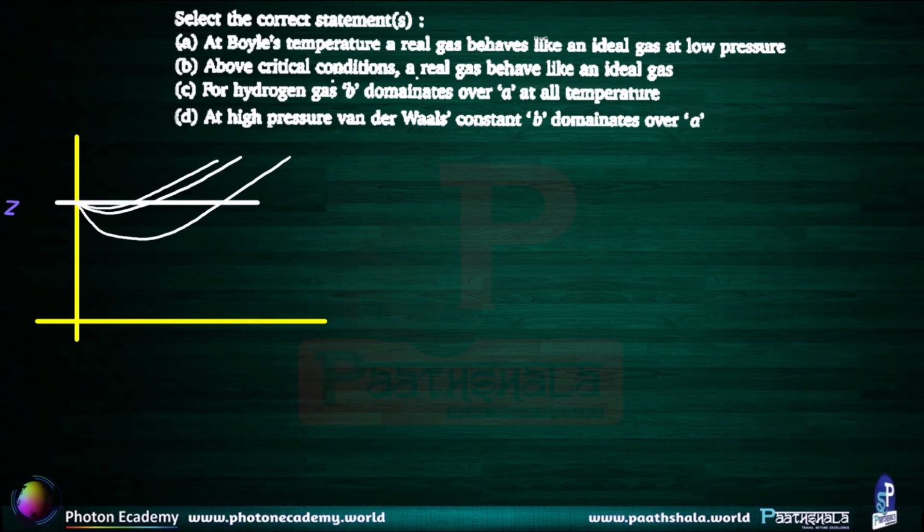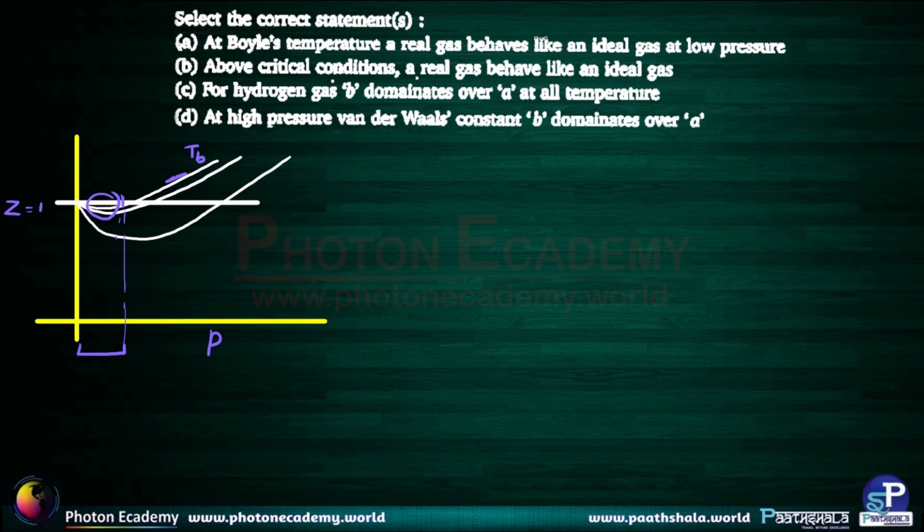That is, if this is the Z equal to 1 line and this is the pressure, in the low pressure region, that is this part of the curve, this curve is showing the maximum inclination towards ideal behavior. And so this curve is at the Boyle's temperature. So at Boyle's temperature, a real gas behaves like an ideal gas at low pressure. Absolutely correct.